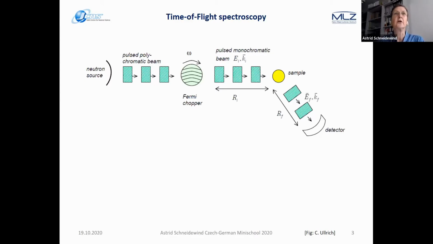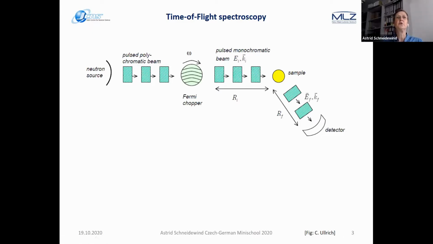I will start with one of the two main techniques of neutron spectroscopy, which is not the main topic of this talk, and this is the time-of-flight spectroscopy. Technically, you start from a neutron source, and the source normally emits a polychromatic beam. That means that the neutrons have a quite large variety of energies and also K vectors. And we take the neutrons which come along our instrument direction.